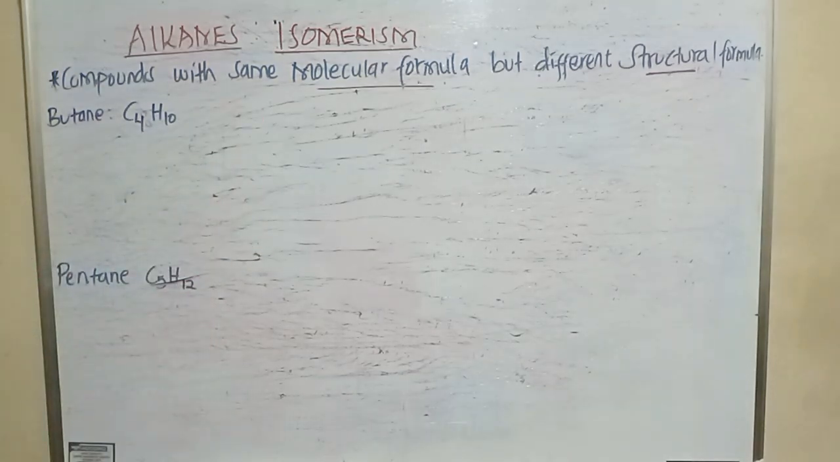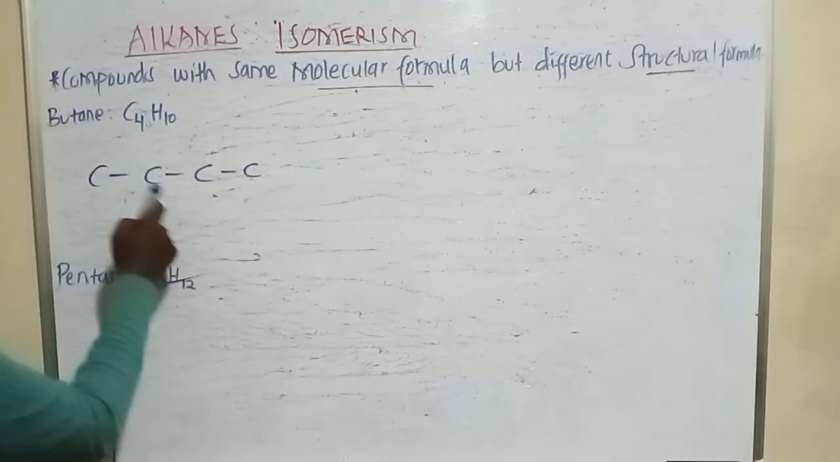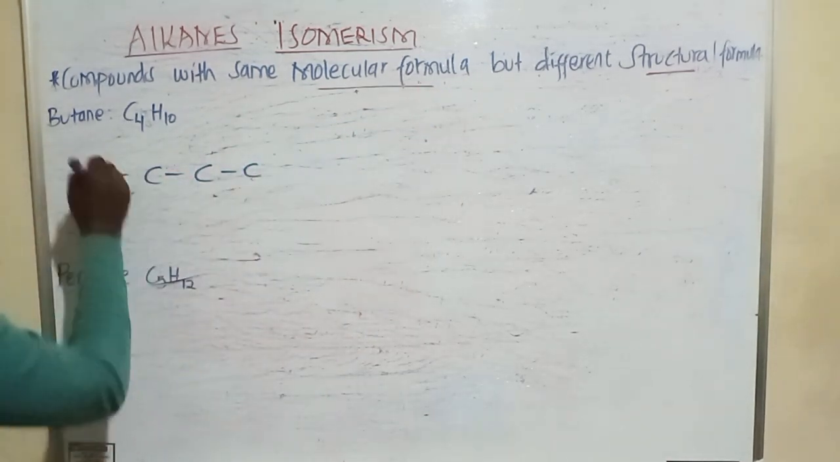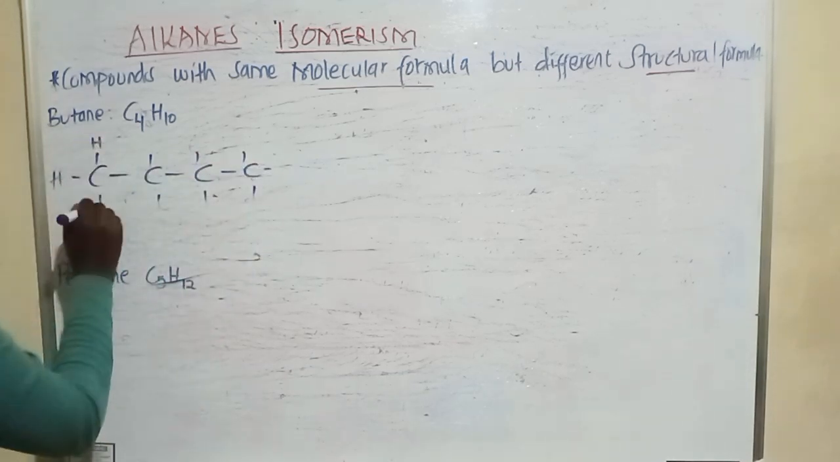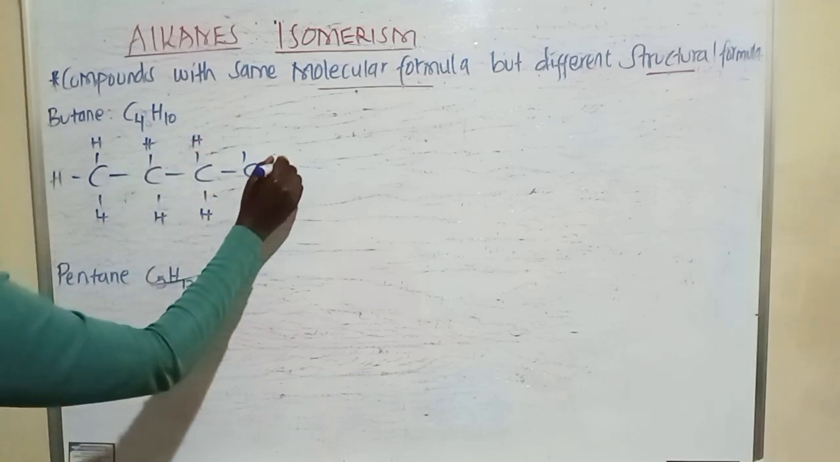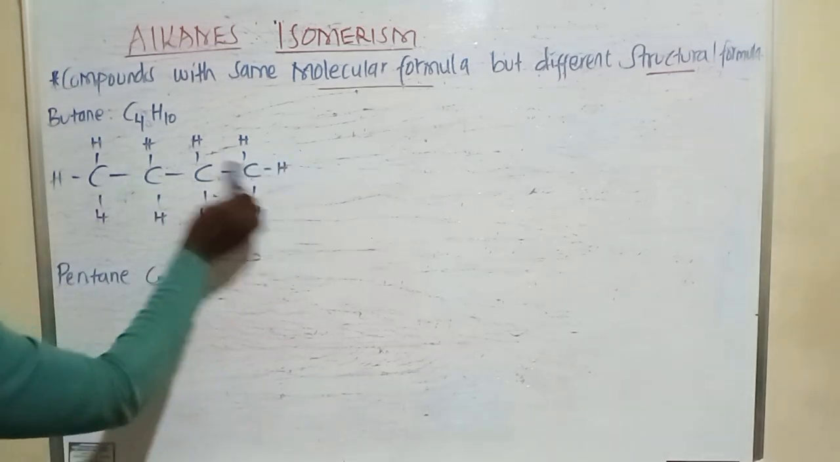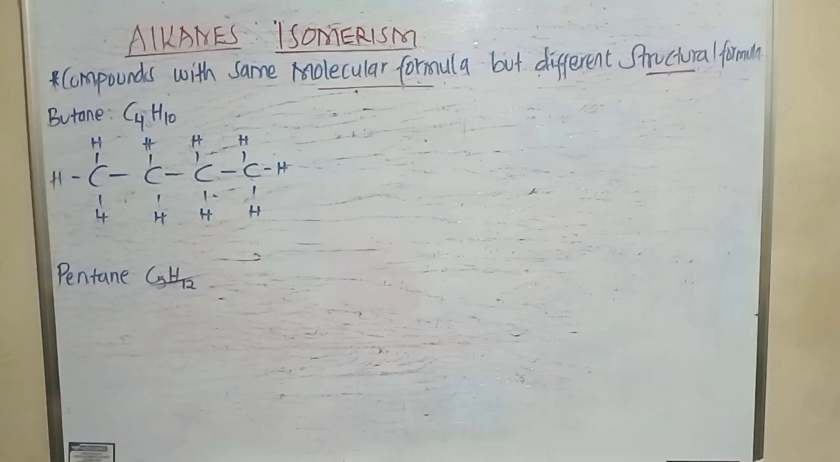Now, let us do the first one. The structure of our butane is going to be like that. We are talking about the structural formula. So we have 4 carbon atoms and 10 hydrogen atoms. As you can count, there are 10 in number. We have 3 here and 3 here, that is 6. We have 2 and 2, that is 8, and 2 here, 10. So this is our butane.